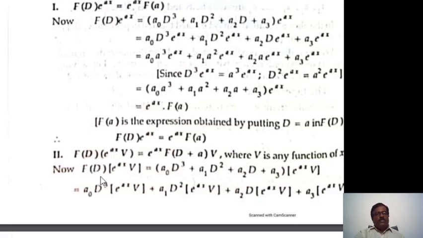Now see, f(D)(e^(ax) v) can be written as, we already know f(D) is a0 D^3 + a1 D^2 + a2 D + a3, then write the remaining thing as it is, e^(ax) v. Next, again operate this D^3 on this one, so a0 D^3(e^(ax) v) + a1 D^2(e^(ax) v) + a2 D(e^(ax) v) + a3 e^(ax) v.